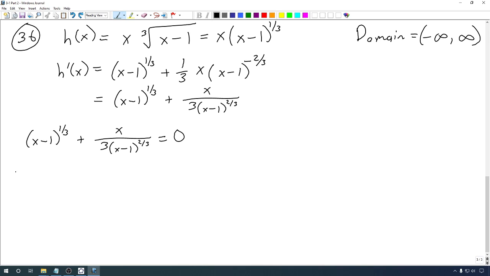So here I'm going to multiply this by 3 times x minus 1 to the 2/3, but remember when I multiply a 1/3 power and a 2/3 power with the same base, I can just add those powers together. Multiplying the other term by 3 times x minus 1 to the 2/3 just gets rid of that bottom. We just get the x. And of course, multiplying 0 by that doesn't matter. It's just 0. But the point here is now I have 3 times this to the, well, 1/3 plus 2/3 is 1. So really just 3 times x minus 1 plus x equals 0.